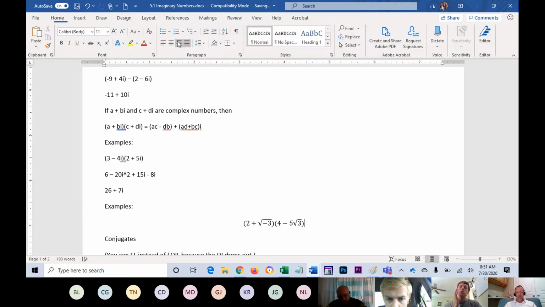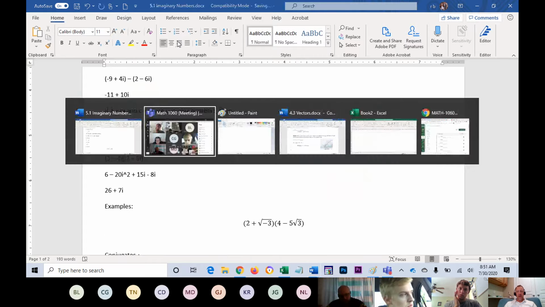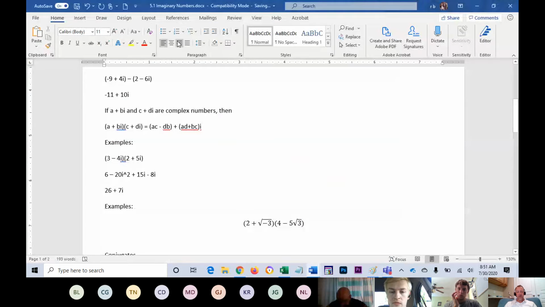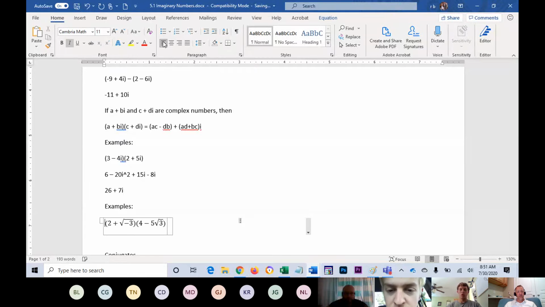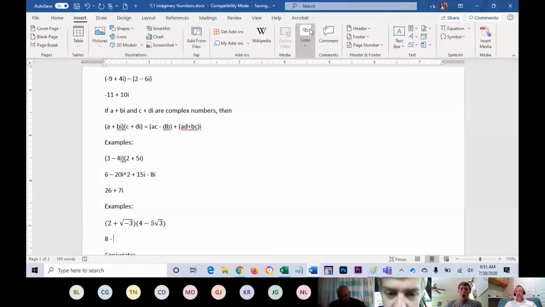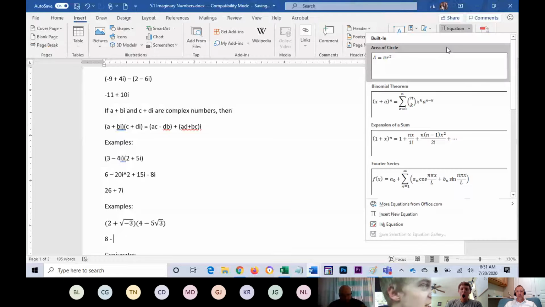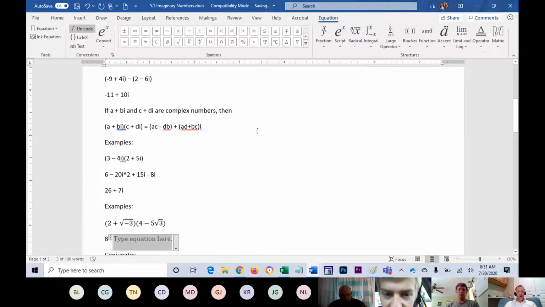Okay. So Chris just did that one. You got off the hook there. Corey, can you do this one? Yeah. So we're just going to FOIL it, right? So it would be 8 minus 10 square roots of 3 plus 4 square roots, or sorry. Okay, so 2 times 4 was 8. You got that. And then tell me what to do next.